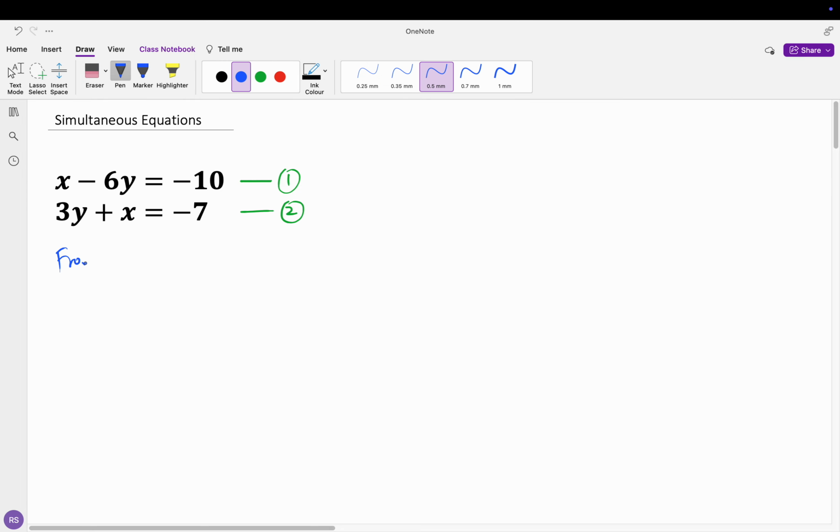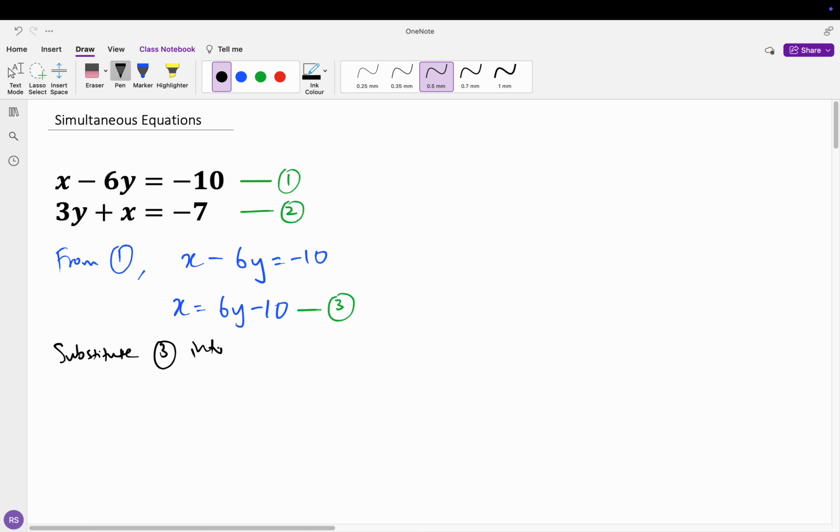So from 1, we know that x minus 6y is equals to minus 10. So x is 6y minus 10, and I can call this equation 3. All right, and then the next step is to substitute 3 into the other equation. Again, since 3 is obtained from 1, I need to substitute 3 into 2.